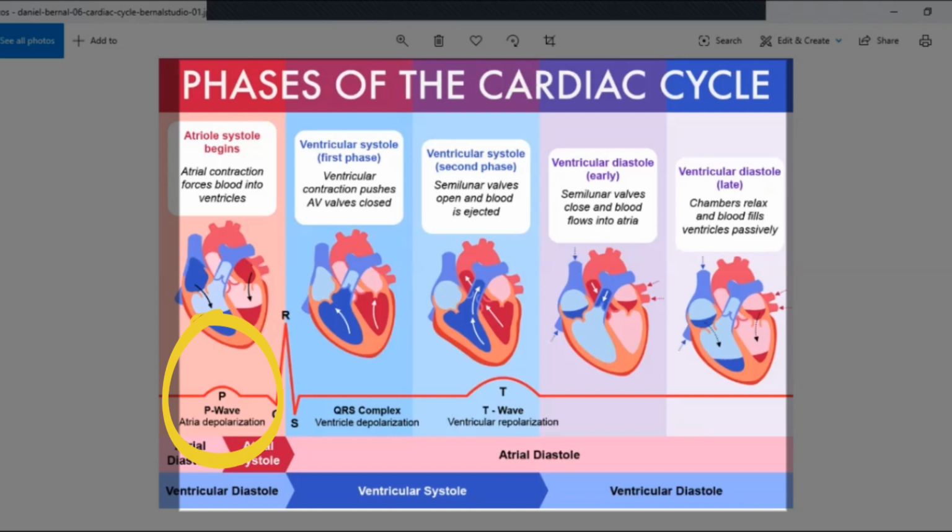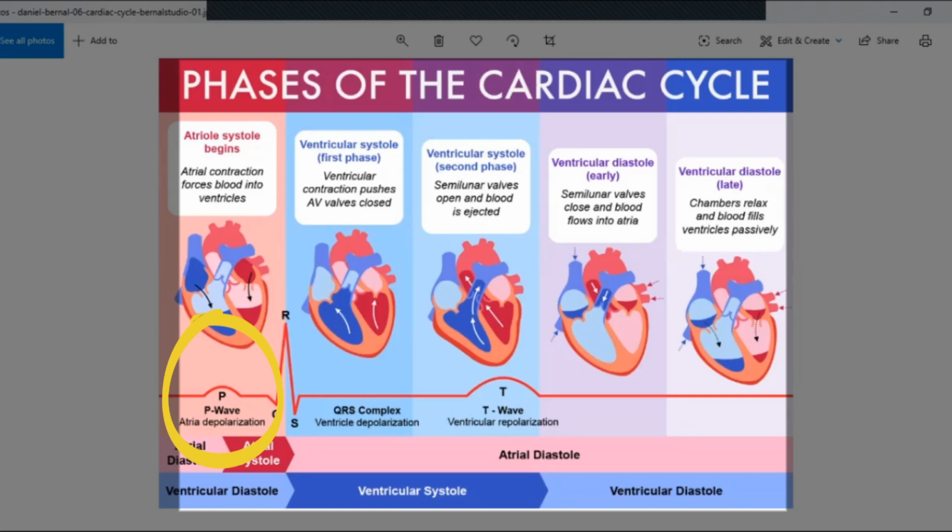Why do we need to know if this is atrial depolarization or if this is ventricular repolarization? Why do you need to know this? Because it's going to come up in your exams. But I'm going to teach you guys an easy way to know this. Look at this. PAD, PAD. P wave, atria depolarization.